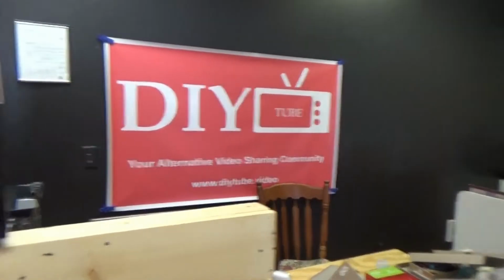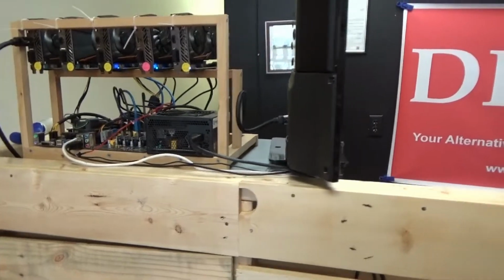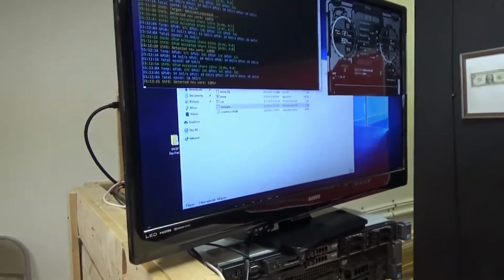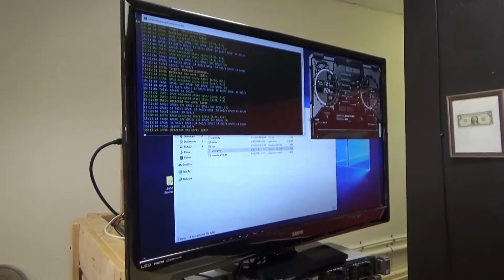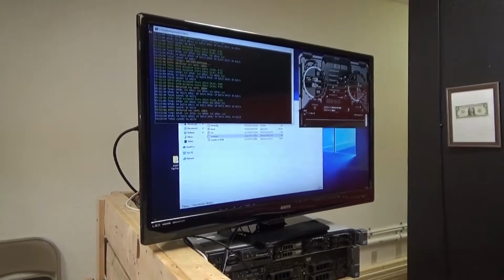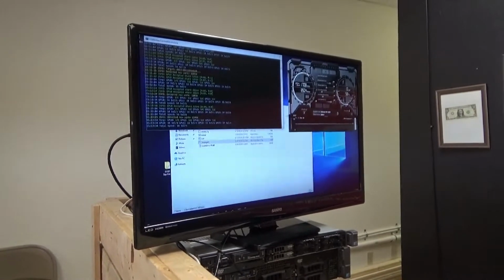There's my DIY tube banner. And getting them ready here to take home, because I work here all day long at the office, and then I'll be taking these home to run on off-grid solar power when I get set up.